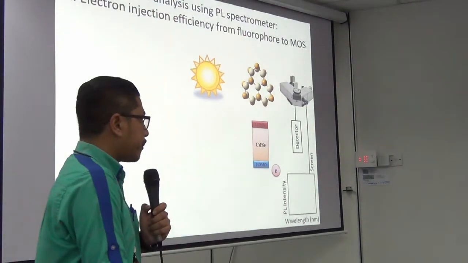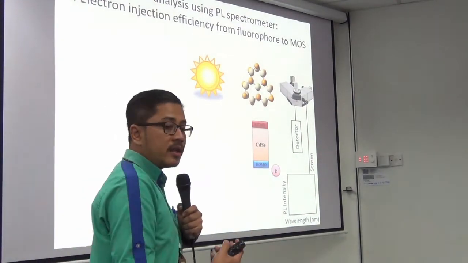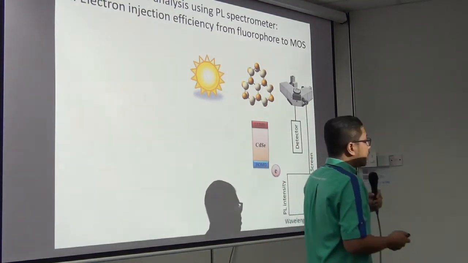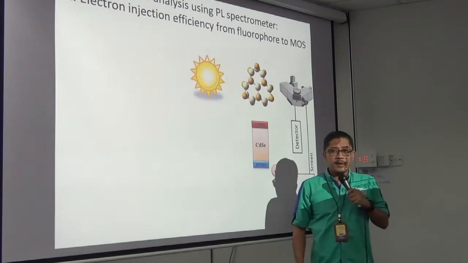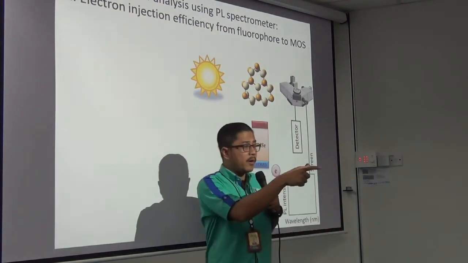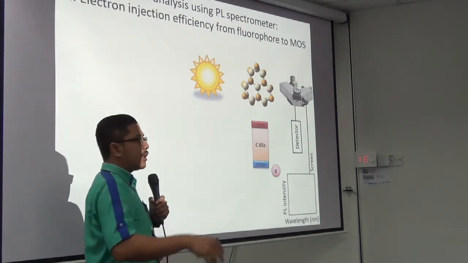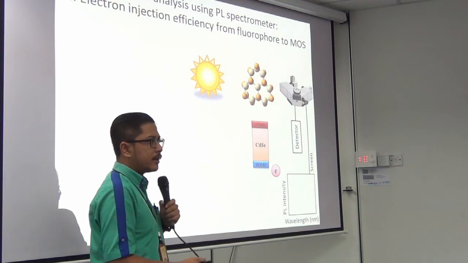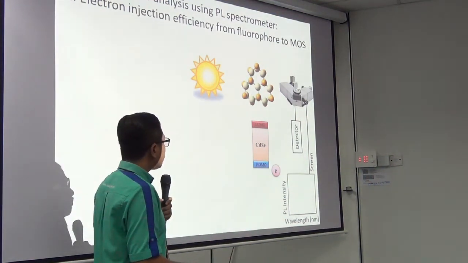So the second type of analysis using PL spectrometer is electron injection efficiency from fluorophore to MOS. MOS is metal oxide semiconductor. Fatin will do this, but you will focus on zinc oxide. Most of us use titanium dioxide, but we don't want titanium dioxide because it is expensive and we need high temperature. So zinc oxide we could use at low temperature.